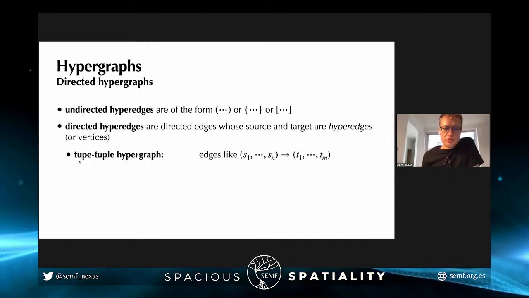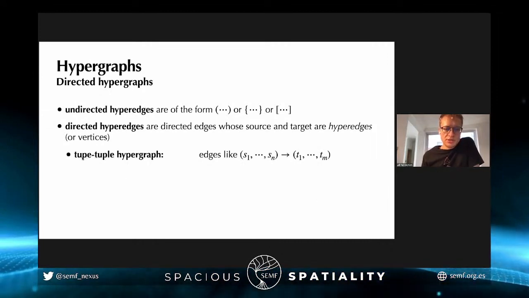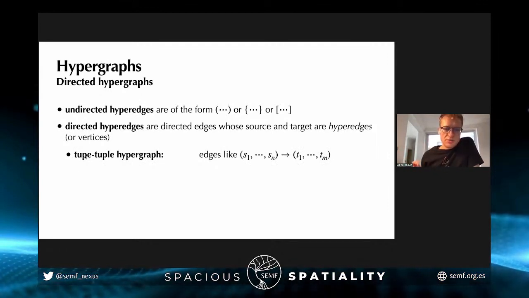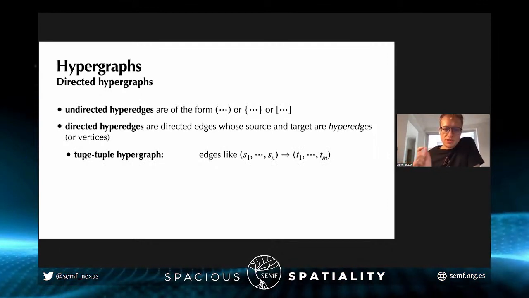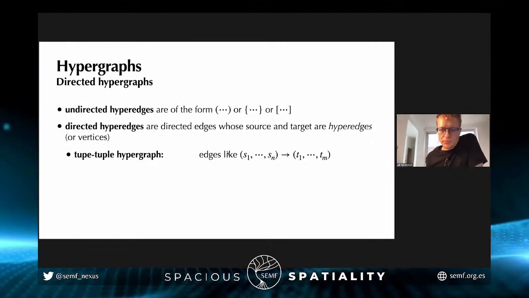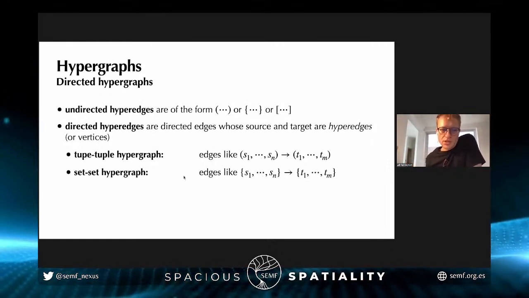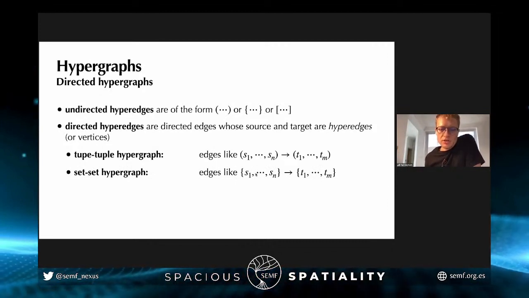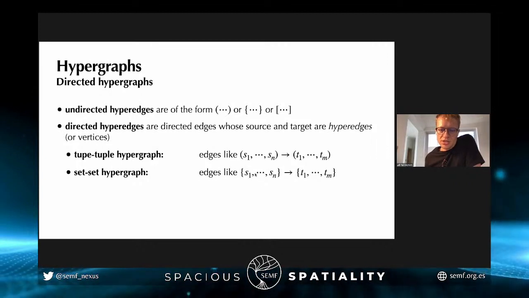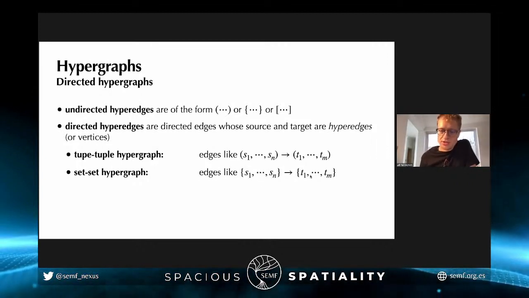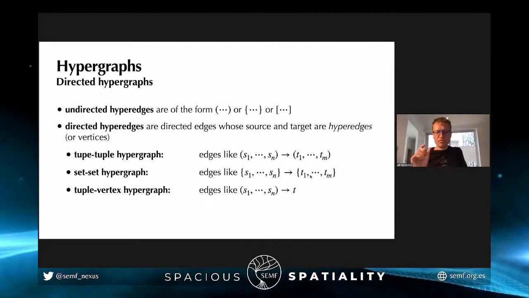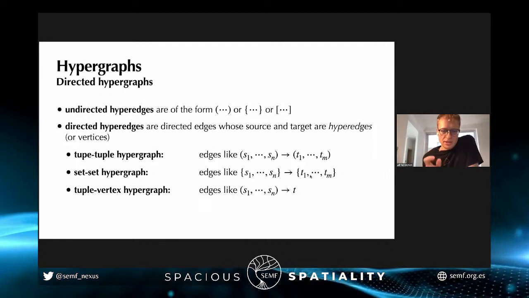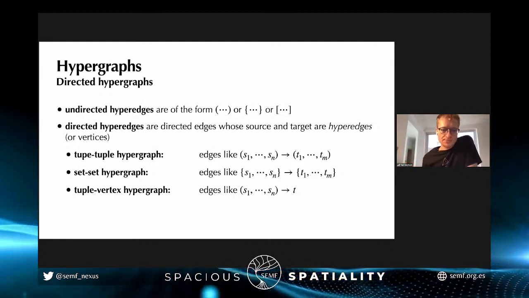So we can use the kind of obvious terminology for this, which is we can say a tuple-tuple hypergraph, for example. That means that the source and target are tuple hyperedges. They'd be written like this. So a set-set hypergraph would be a directed hypergraph in which the edges, the source is a set of vertices and the target is a set of vertices. And then there are kind of mixed examples where you can have the source being a tuple and the target being a single vertex, like this.